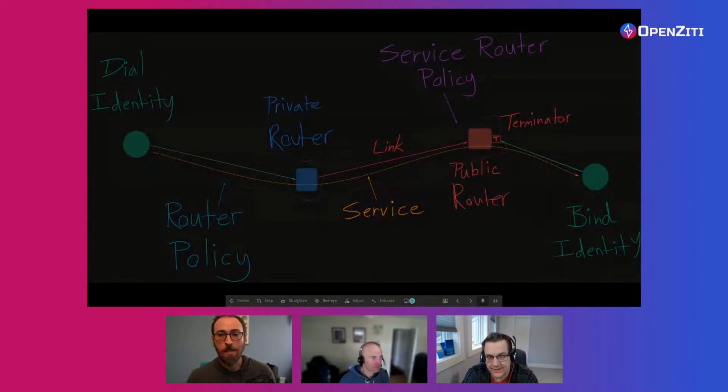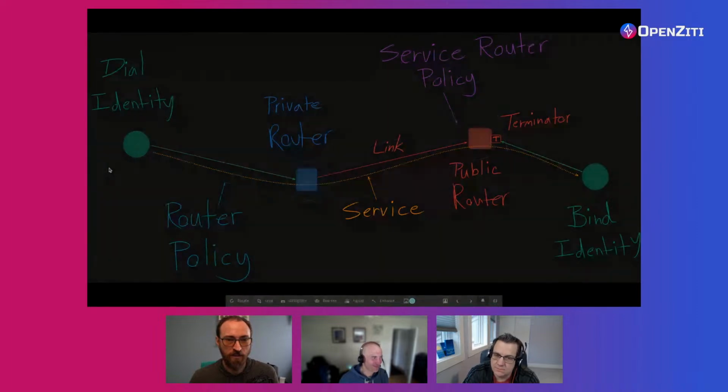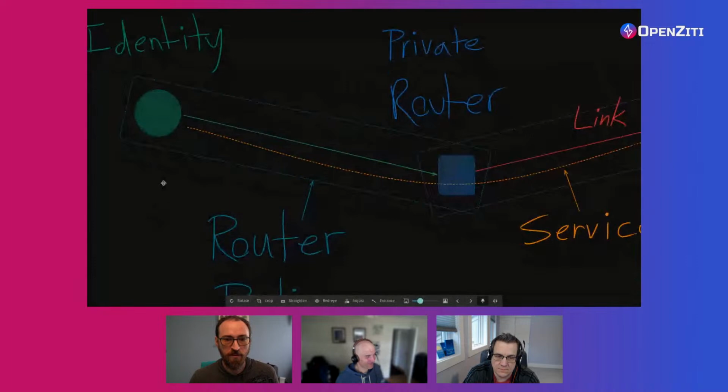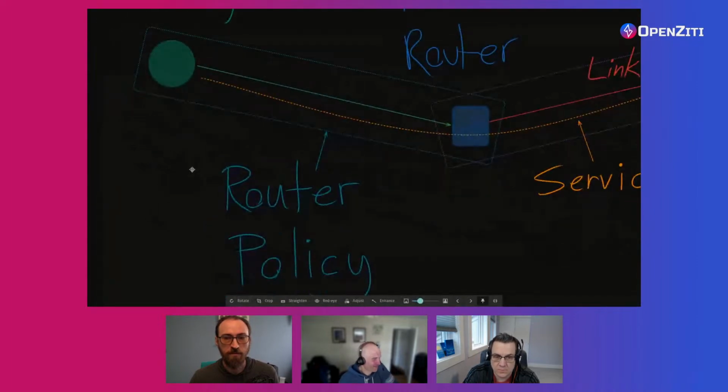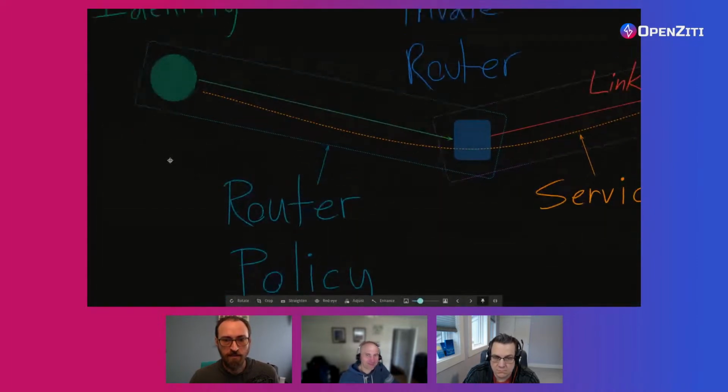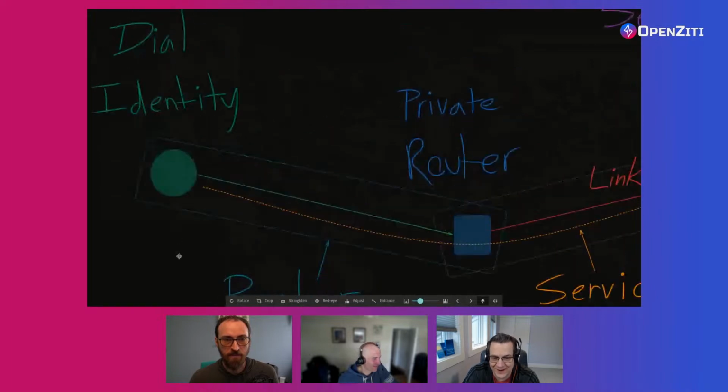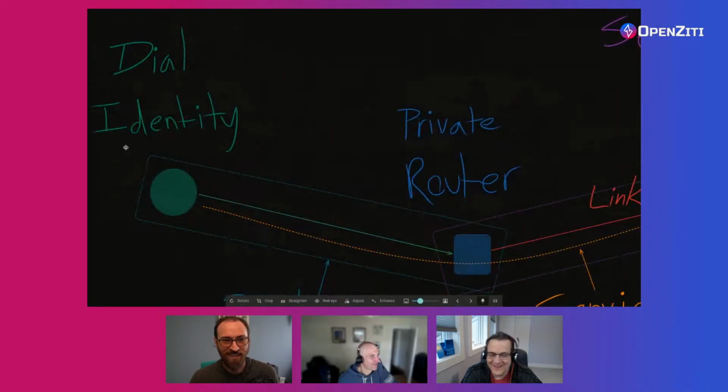That's quite the visual aid. I wanted to lay out what is a router policy. Over here I've drawn a box around two things, and that is a router policy. The two things are a router and an identity.